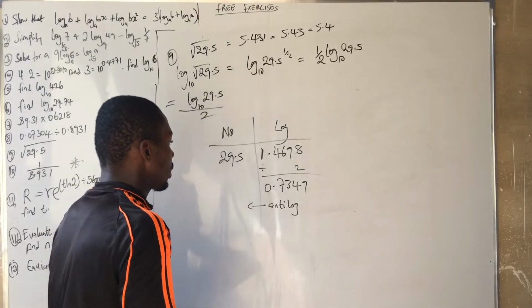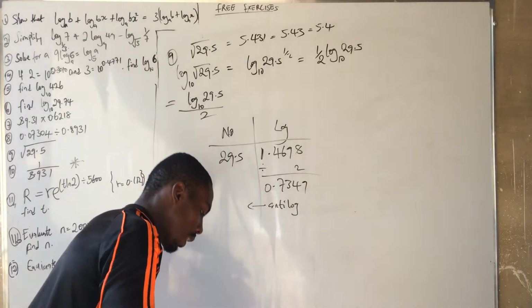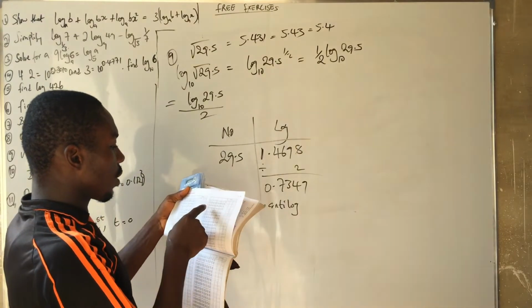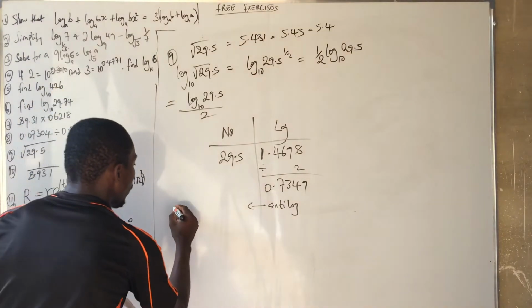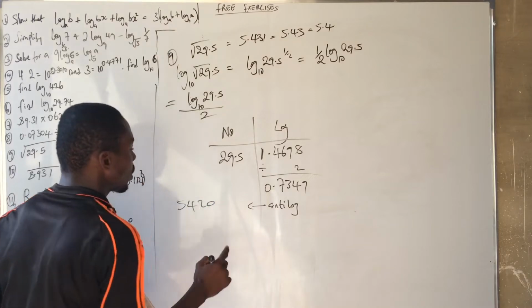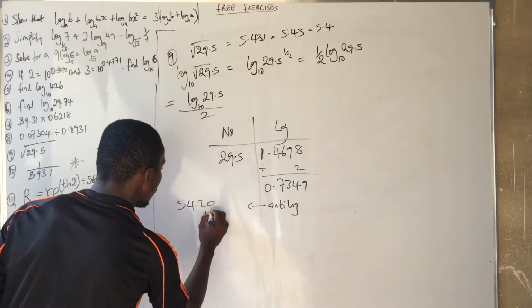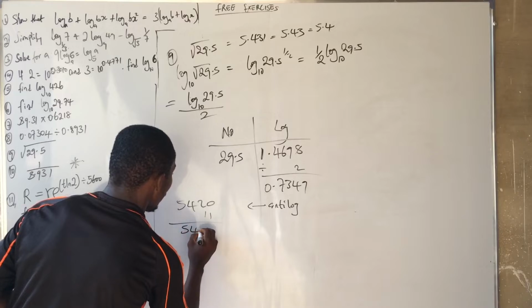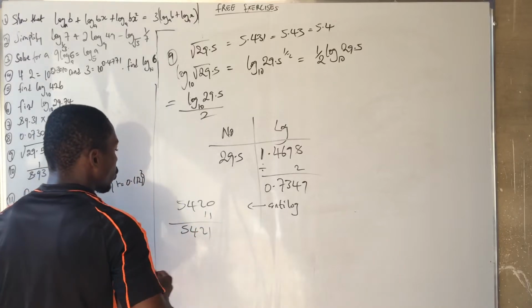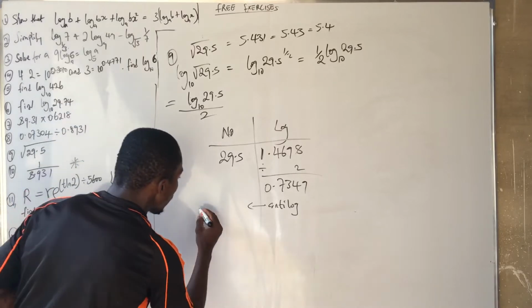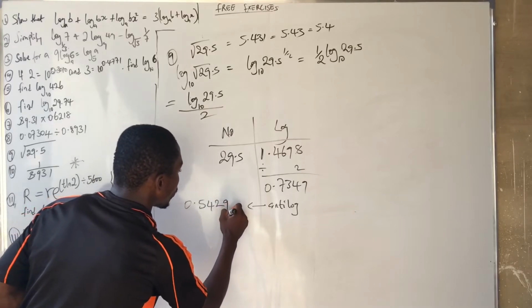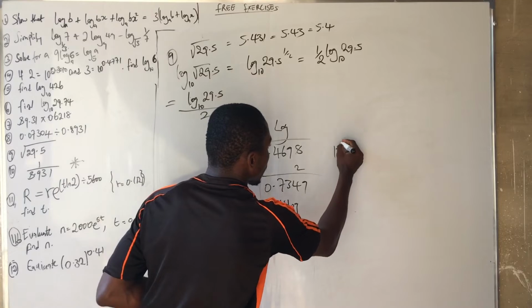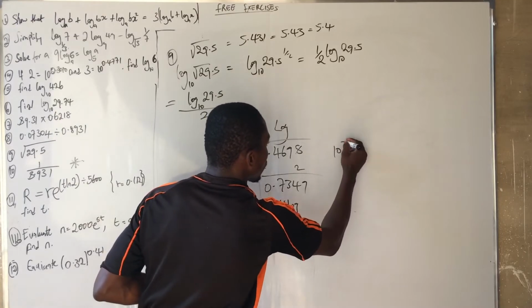The anti-log of 73 under 4, difference 9. The anti-log of 73 under 4 is 5420. The difference under 9 is 1. I have 5421. So the antilog is 0.5429. And remember that antilog is 10 to the power x.